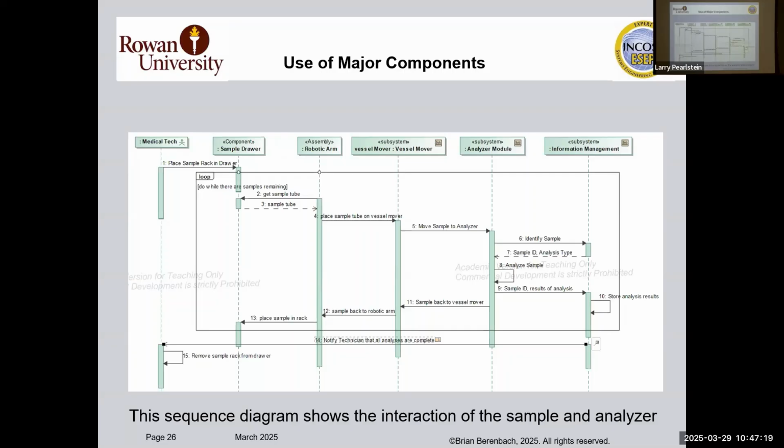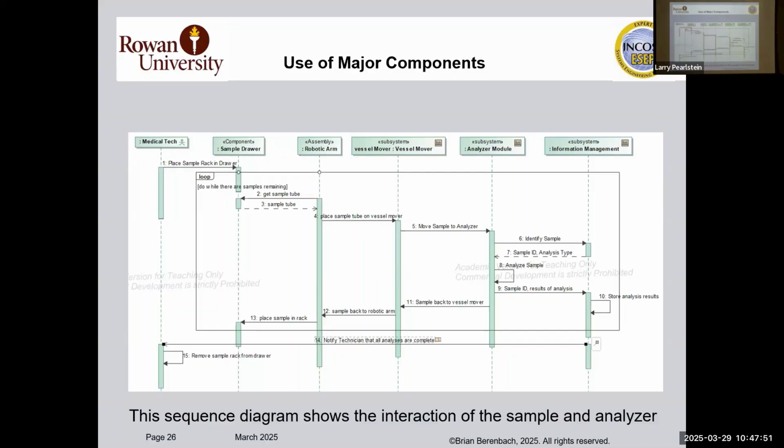So here you can see that the medical tech is putting the sample rack in the drawer, and the medical tech is removing the sample rack from the drawer. And here we have a loop for doing the analysis, because it makes more than one sample. And so you do, while there are any samples remaining, this is a loop inside SysML that allows you to go round and around. You get the sample tube, tell the robotic arm you have the sample tube.